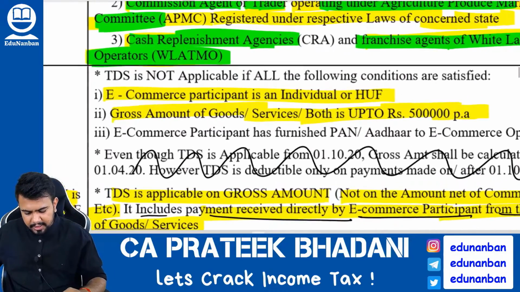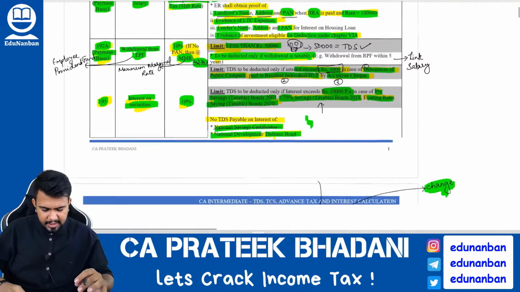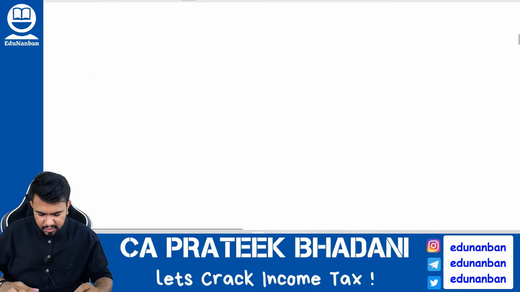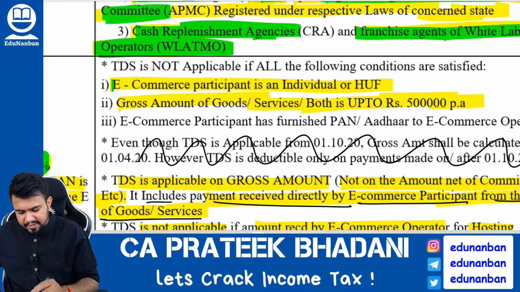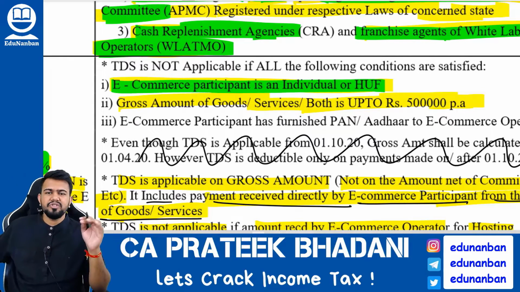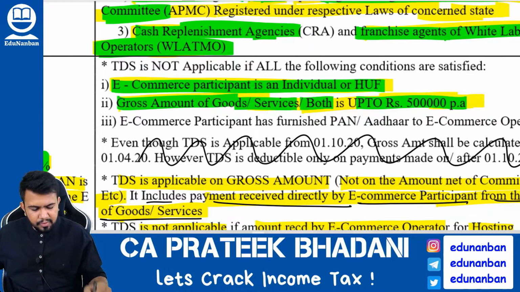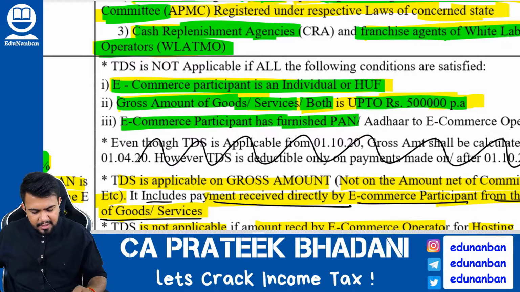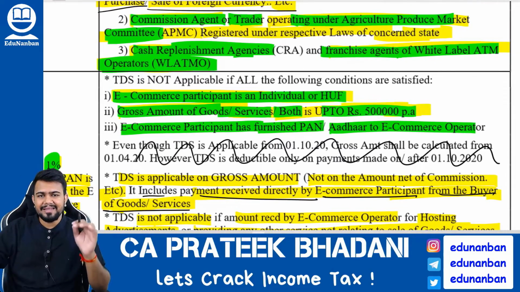Okay. Now let's see the conditions. If three conditions are satisfied, no need to deduct the TDS. What are those three conditions? Listen. Condition number 1: the e-commerce participant should be an individual or HUF. Condition number 2: the gross amount of goods or services or both should be up to 5 lakhs per year. And number 3: the e-commerce participant should furnish the PAN or Aadhaar to the e-commerce operator. If these three conditions are satisfied, then the e-commerce operator need not deduct the TDS.